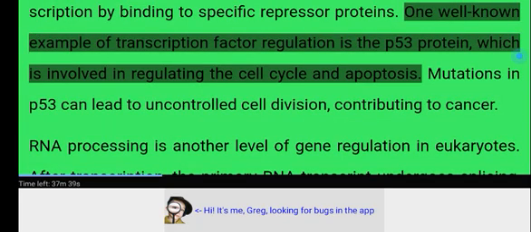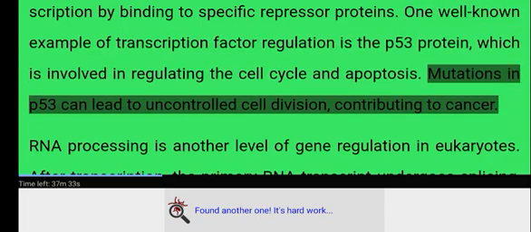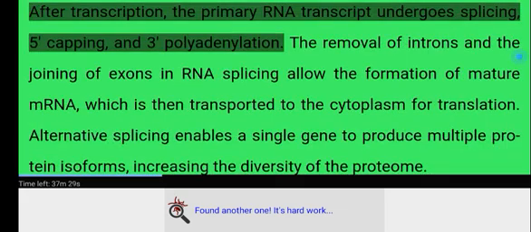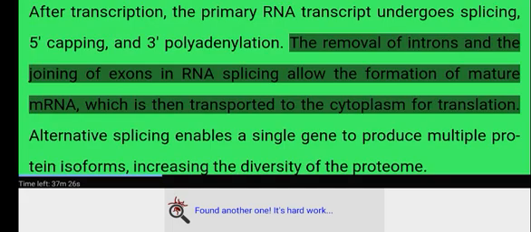One well-known example of transcription factor regulation is the p53 protein, which is involved in regulating the cell cycle and apoptosis. Mutations in p53 can lead to uncontrolled cell division, contributing to cancer. RNA processing is another level of gene regulation in eukaryotes. After transcription, the primary RNA transcript undergoes splicing, 5' capping, and 3' polyadenylation. The removal of introns and the joining of exons in RNA splicing allow the formation of mature mRNA, which is then transported to the cytoplasm for translation.